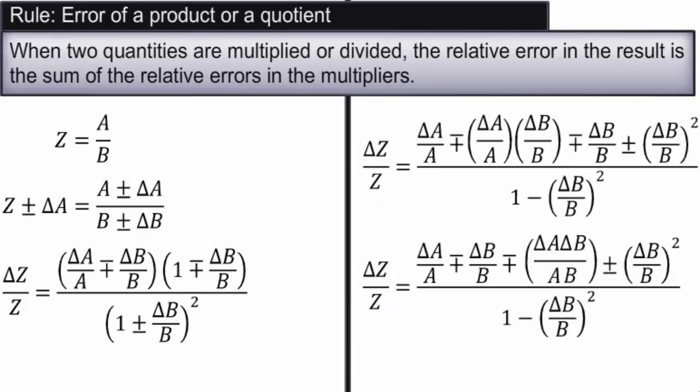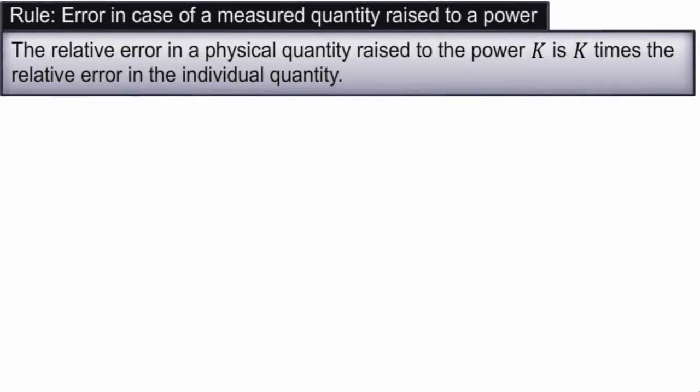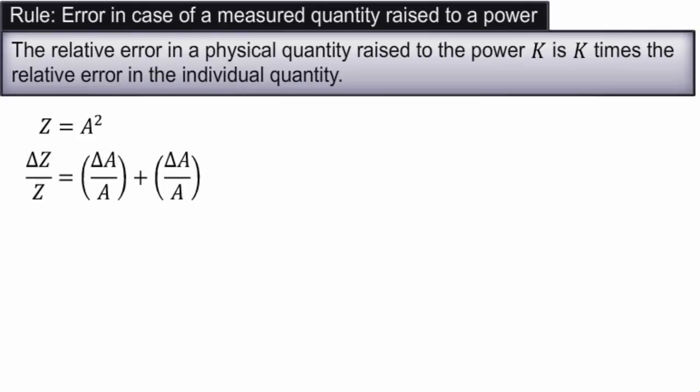The relative error in a physical quantity raised to the power k is k times the relative error in the individual quantity. If z = a squared, then Δz/z = Δa/a + Δa/a = 2 times Δa/a. Hence, the relative error in a squared is twice the relative error in a.